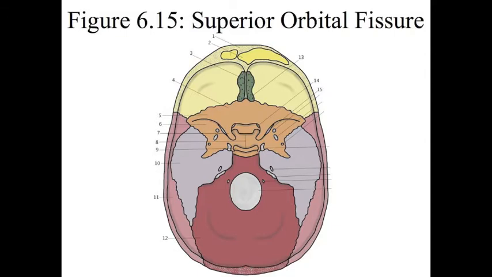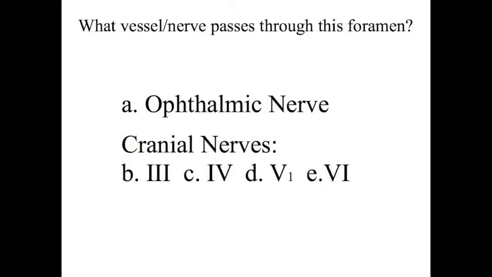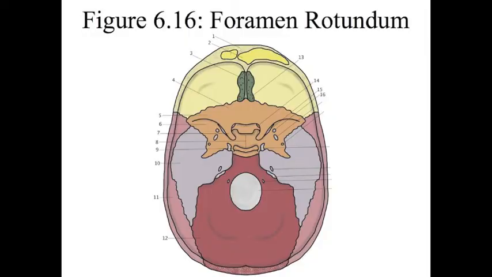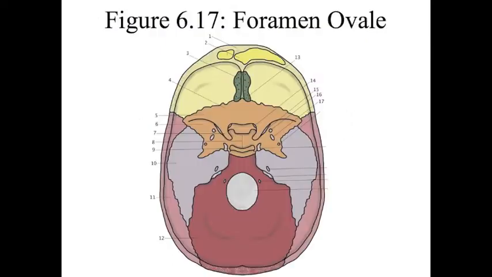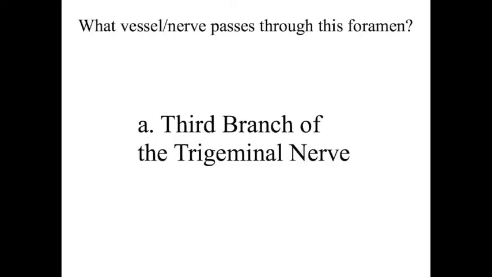Number 15 is the superior orbital fissure. It has the ophthalmic nerve and cranial nerves 3, 4, the first branch of number 5, and 6. Number 16 is foramen rotundum. This one is very round and rotund. It holds the second branch of the trigeminal nerve. Number 17 is the foramen ovale. This holds the third branch of the trigeminal nerve.